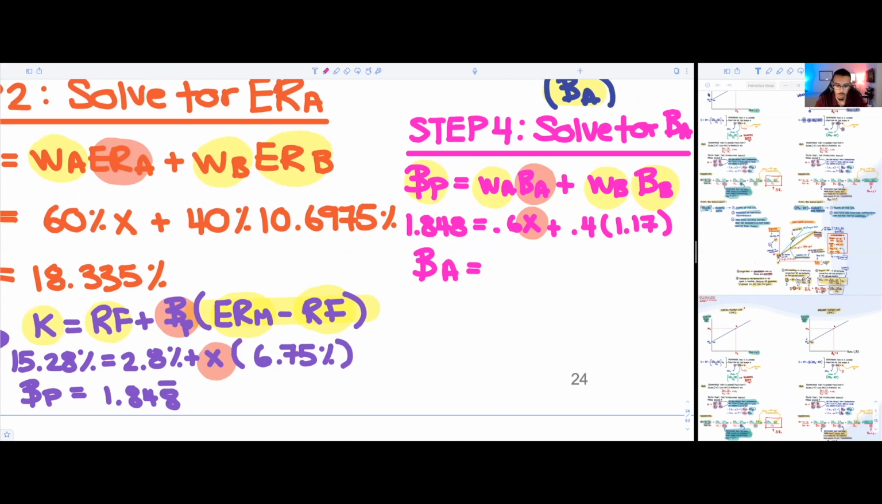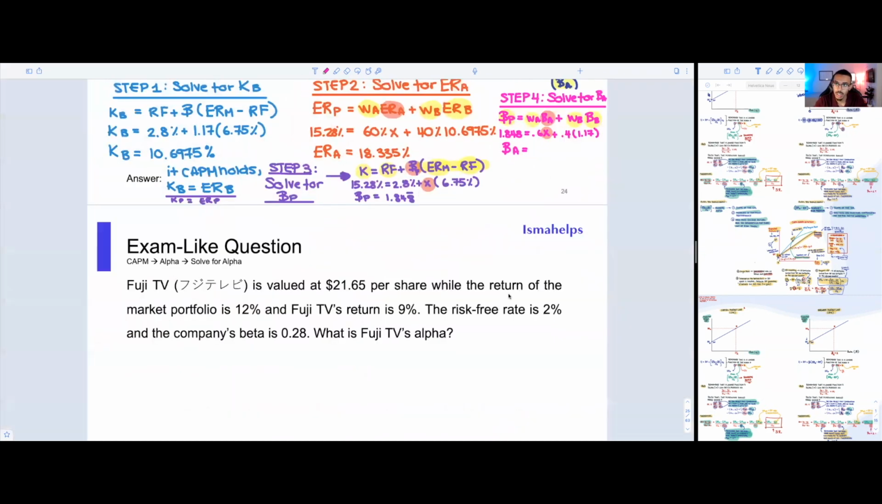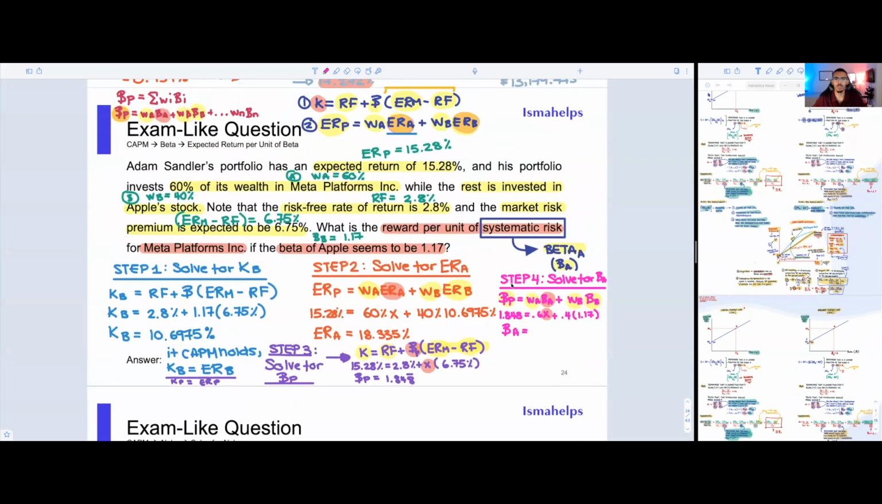0.40 times 1.17. And I'm for sure going to take a step back just because I'm fairly tired a little bit. So we have the beta of our portfolio, which is going to be 1.848 periodic. And that's going to be equal to 60% times our missing beta plus 40% times 1.17, which is the beta of Apple. I feel like so far, so good. By the way, for sure, let me know if I made a mistake. I'm more than happy to make another video or correct it by a proof or something of the sort. So let me just verify one more time. I'm a little bit tired, so okay, should make sense.